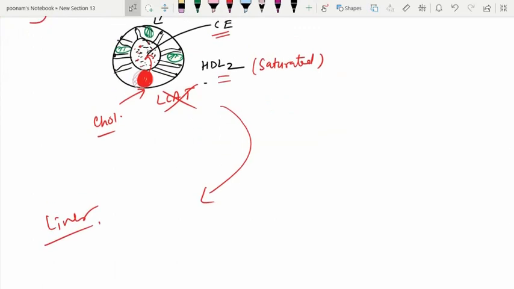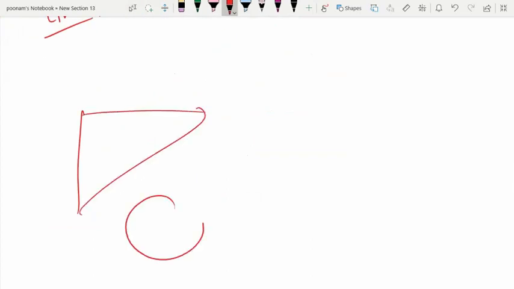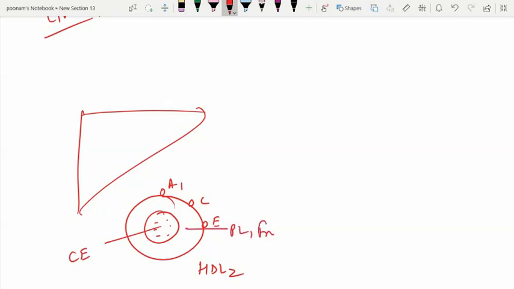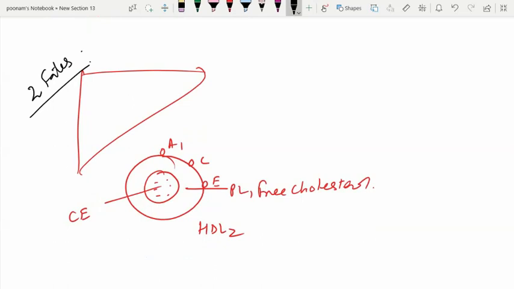Now let's see what is the destiny of this HDL2 at the liver. Suppose this is the liver and this is HDL2, which has A1, C, E, a lot of cholesterol ester in the core, and phospholipid and free cholesterol in the shell. There are two different fates of HDL2 at the hepatocyte. Which fate the HDL2 will meet depends upon the rate of flow of the blood.